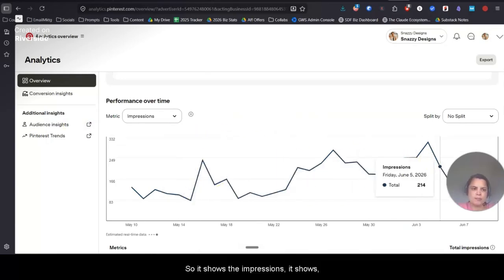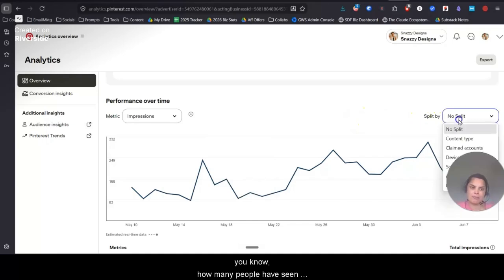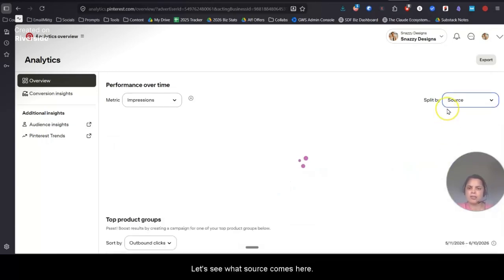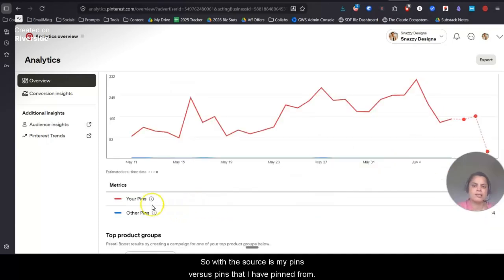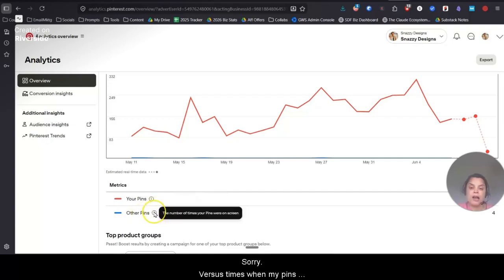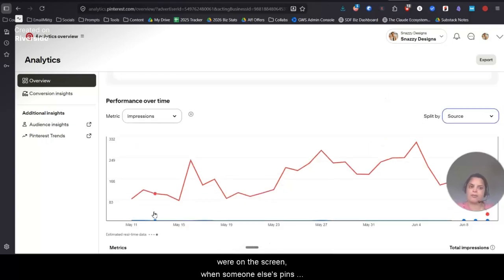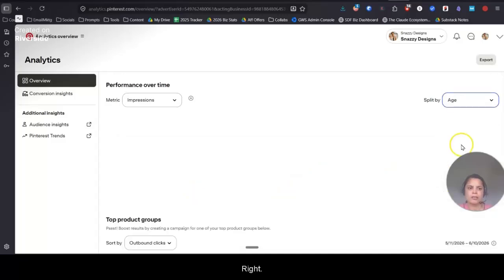Performance over time, so it shows the impressions. It shows how many people have seen my pins every single day, and you can also split it by content type, by claimed accounts, by device source. Let's see what source comes here. So the source is my pins versus pins that I have pinned from, versus times when my pins were on the screen when someone else's pins were being shown, right?